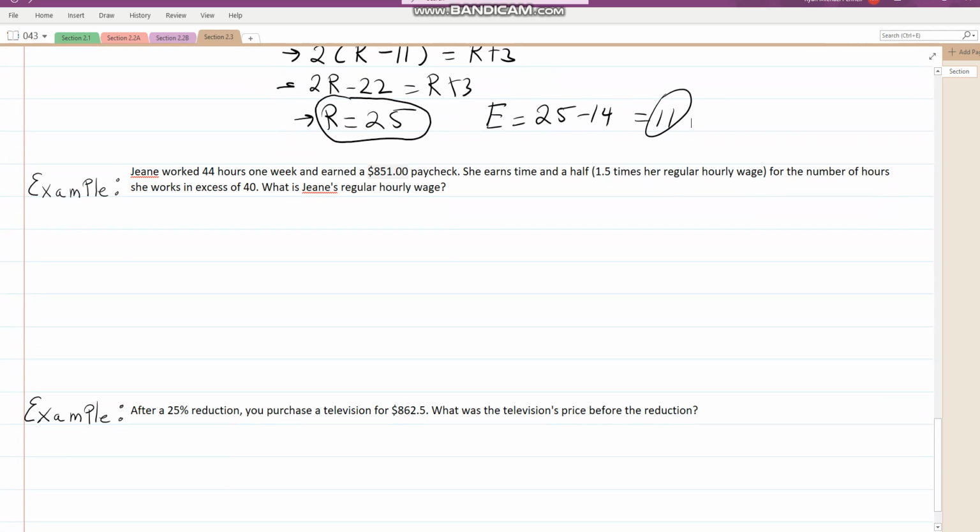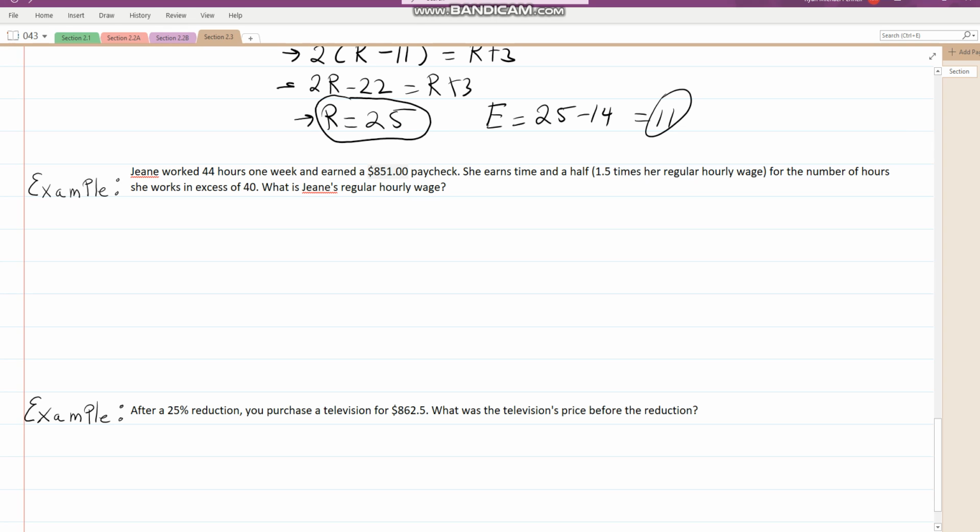Janine worked 44 hours 1 week and earned $851 paycheck. She earns time and a half, 1.5 times her regular time, for hours that she works in excess of 40 hours. What is the normal wage that Janine makes? So I think this one we can actually probably skip to just making one equation.